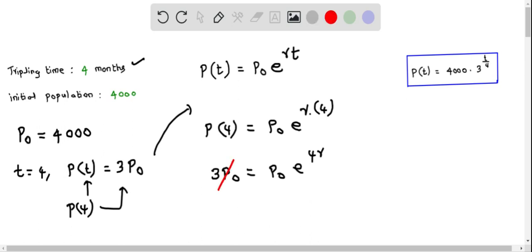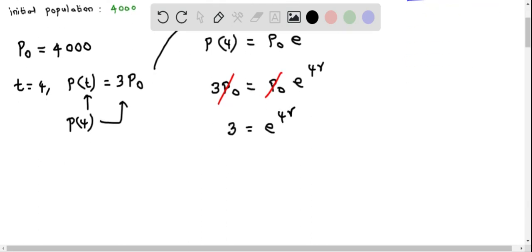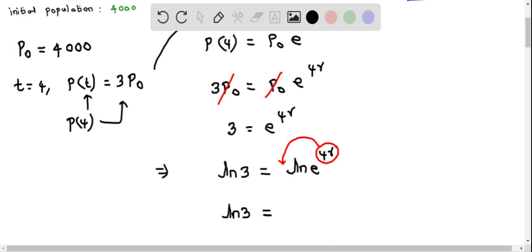When we do that, these two cancel, and we have 3 equals e raised to the power of 4r. We solve for r by applying the natural logarithm to both sides. So when we apply the natural logarithm, we get natural logarithm of 3 equals natural logarithm of e raised to the power of 4r. So using the property of the natural logarithm, we take this power and put it in front. And when we do that, we get natural logarithm of 3 equals 4r times natural logarithm of e.